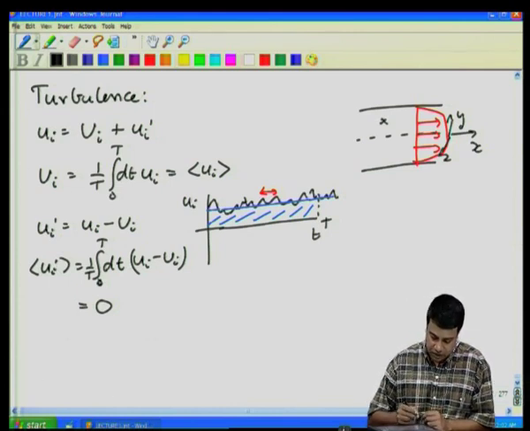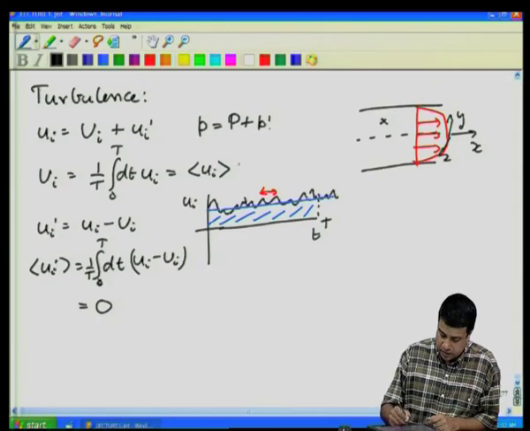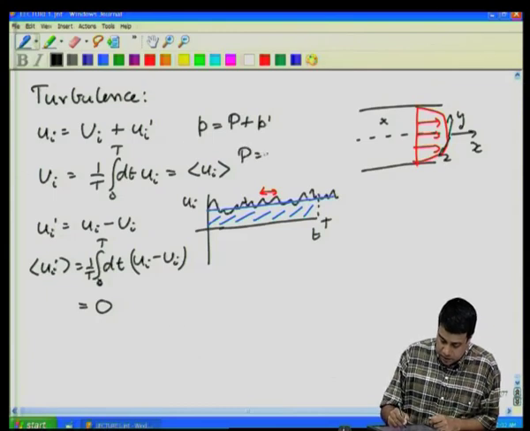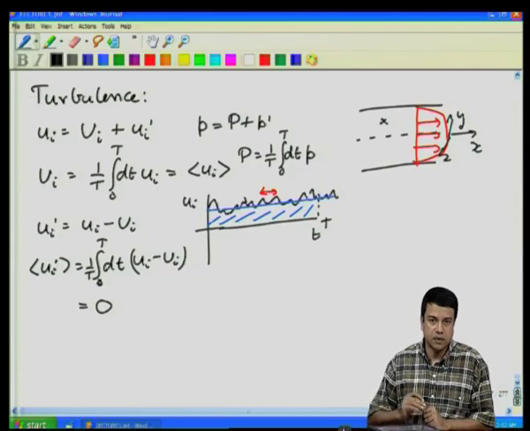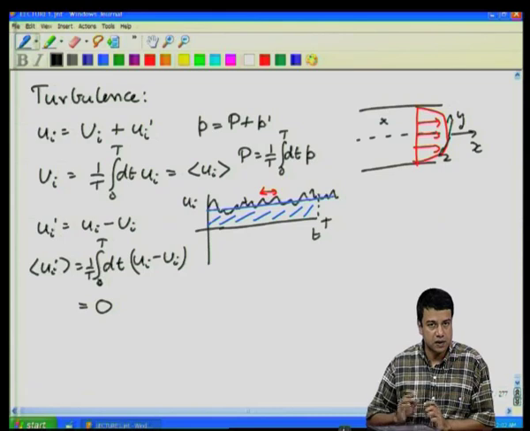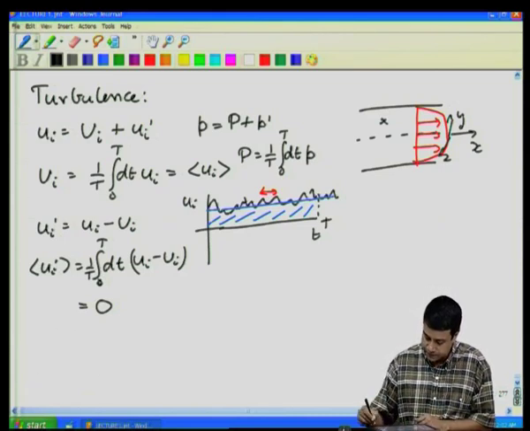The pressure can be similarly written as P plus P prime, where P is equal to 1 over T integral 0 to T times the instantaneous value of the pressure. So, if you sit at one particular location, you will find that the pressure also fluctuates, and it has a mean and it has a fluctuation about that mean.